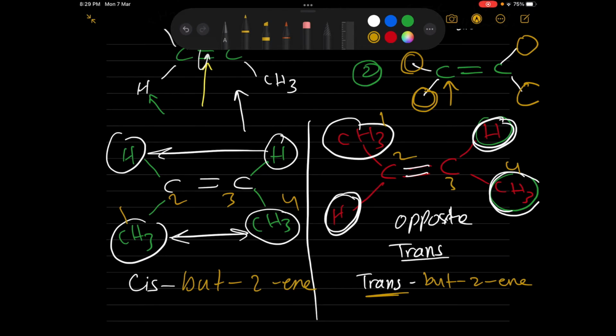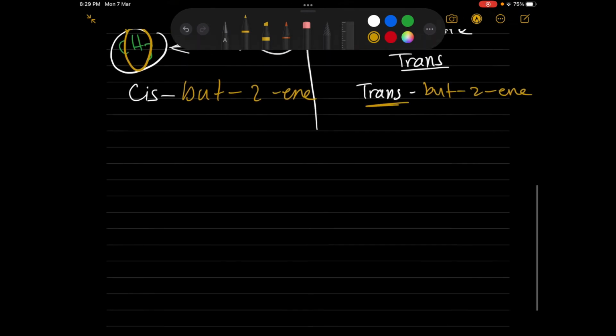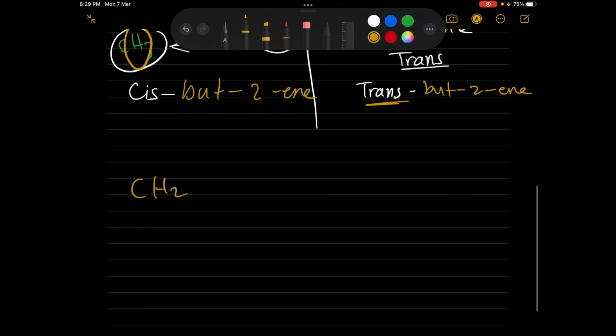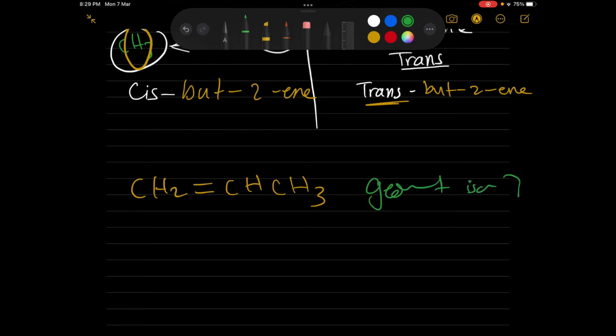Okay, the first thing, the atoms on each carbon must be different. So if I ask you a question, let's say CH2 double bond CH3. My question is, is there any geometrical isomer in here? Do we have geometrical isomers? First of all, you look at this carbon, which is in the double bond. Okay, so you have a probability to have that.